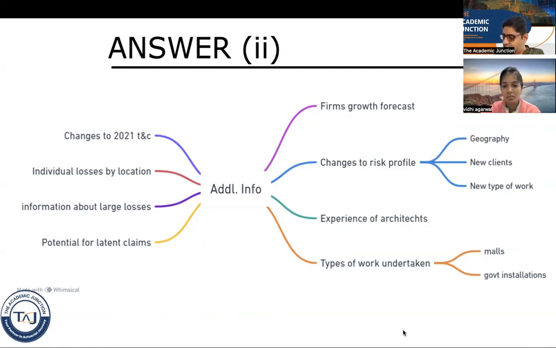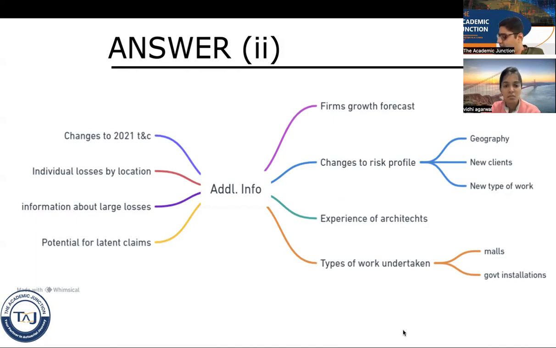Changes to risk profile. You guys said geographical changes, but you didn't talk about client types. Or what kind of clients do they handle? What kind of types of work do they do, right? Potential about large latent claims, you guys came to that. But then you have to pivot and say, what about large losses?